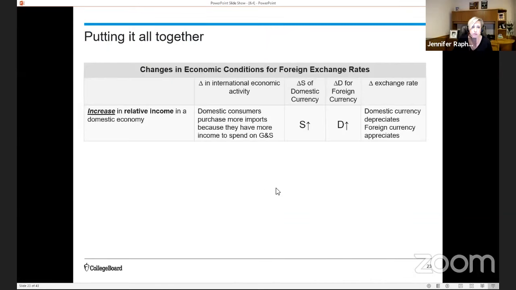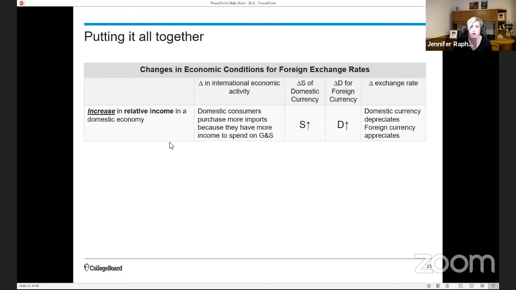Now let's see if we can put this all together. All right, so changes in economic conditions on foreign exchange rates. So we have an increase in relative income. Here's how the economic activity changes. Here's what happens to the supply of the domestic currency, the demand for the foreign currency, and what happens to the exchange rates. So you might be asked a question where you go from an increase in relative income right to the exchange rate, and you've got to walk through the whole thing. You might have to go from, there's an increase in imports. What happens to the exchange rate?